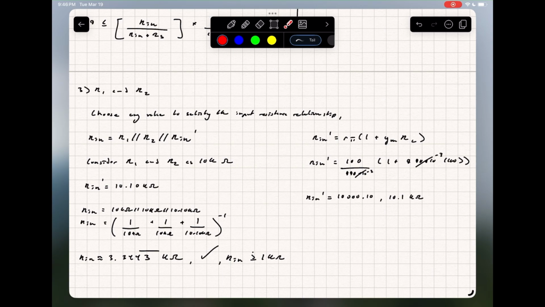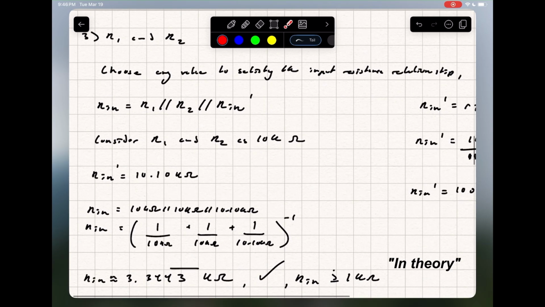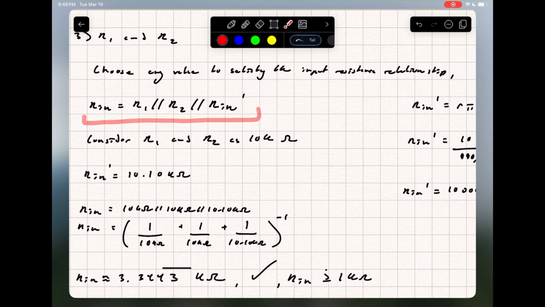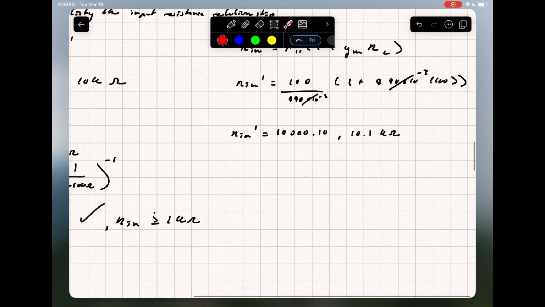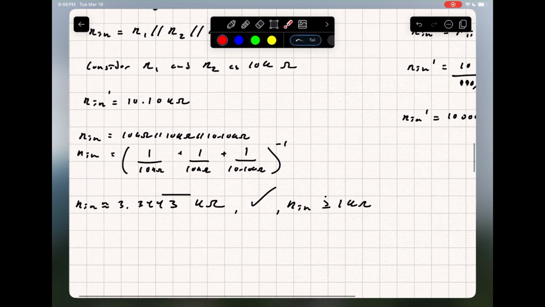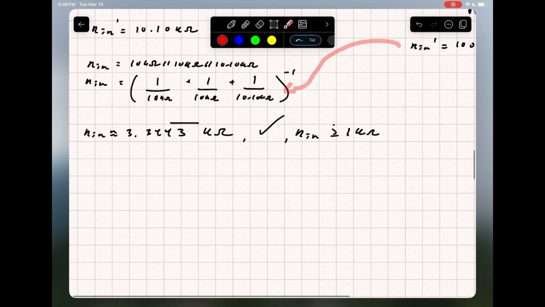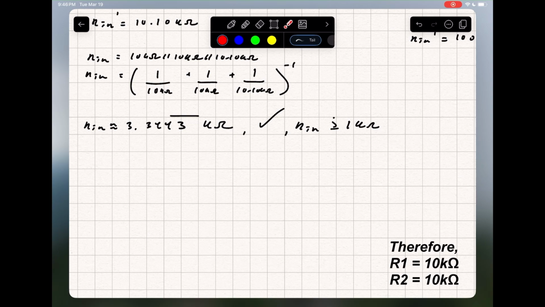In calculating R1 and R2, it is given that these values are arbitrary, but they must follow the relationship that Rin is equal to R1 in parallel with R2 in parallel with Rin prime, where Rin prime is given by this expression, where r pi is just beta divided by gm. We find that Rin prime is approximately equal to 10.1 kilo ohms. Summing all these up, we find that Rin, given these two 10Ks, is approximately equal to 3.34 kilo ohms, which satisfies our initial design requirement.